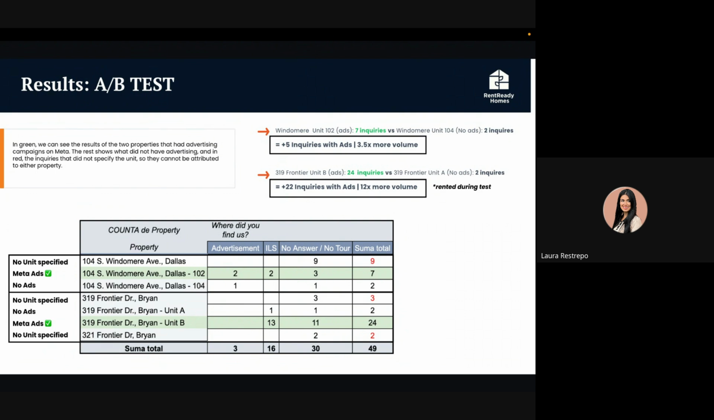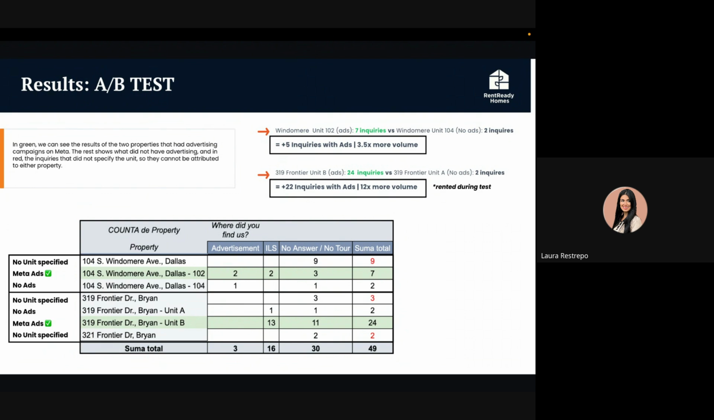At this moment, 319 Frontier is rented during the test. So in that case, we have 24 inquiries coming from advertising compared to the second one, unit A, which has just 2 inquiries, right? So we have 22 inquiries more compared to the other property that didn't have advertising, right?